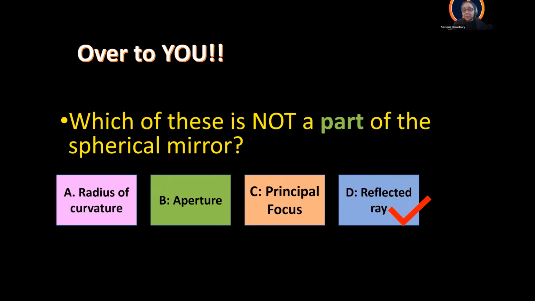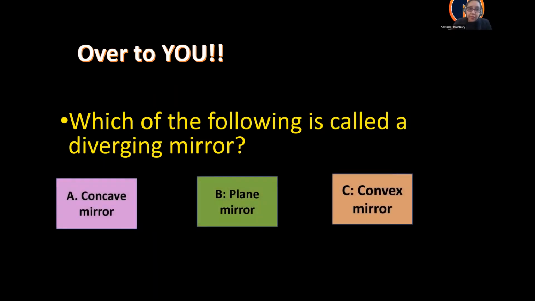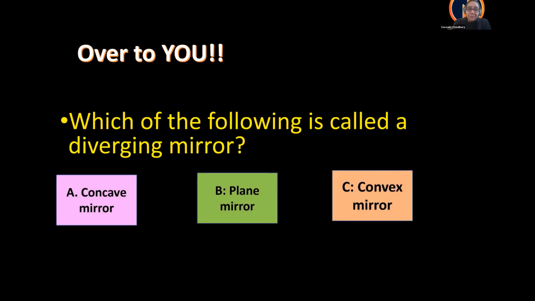It is formed from the luminous objects and it's reflecting back, but it is not a part of the spherical mirror. So here you go. Next question. Which of the following is called a diverging mirror? Give the answer in the chat. Students, which of the following is called a diverging mirror? Diverging means moving away. If they are not meeting, they appear to meet. Diverging mirror. I hope that you have answered it correctly.